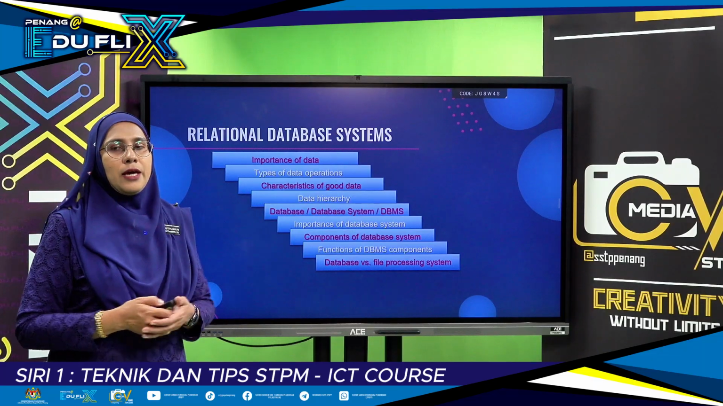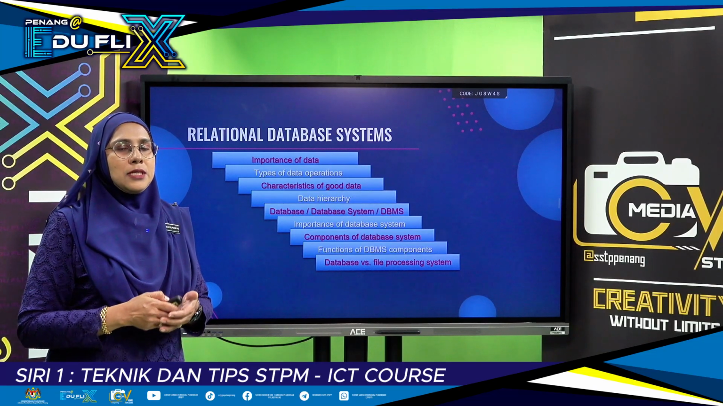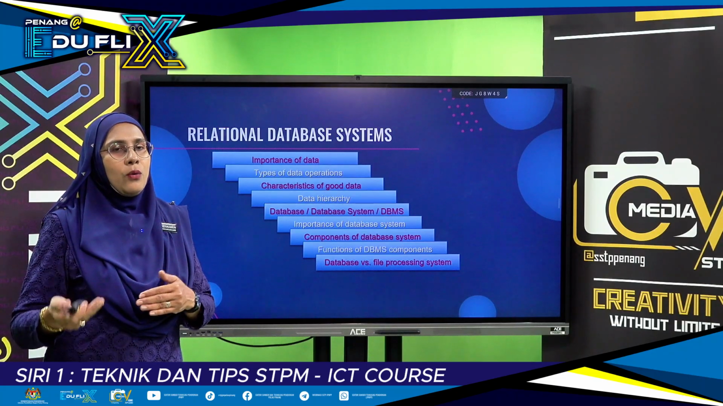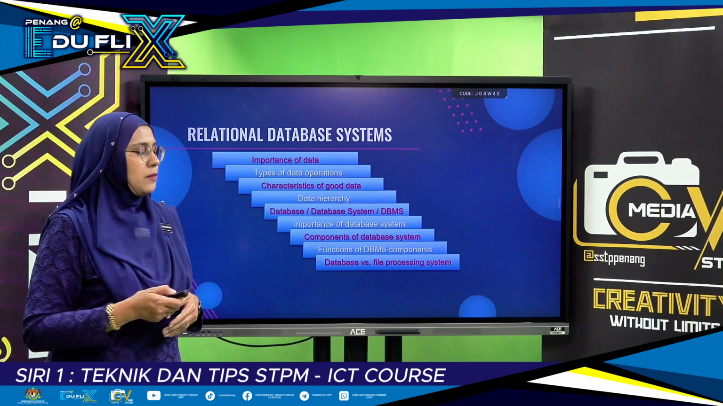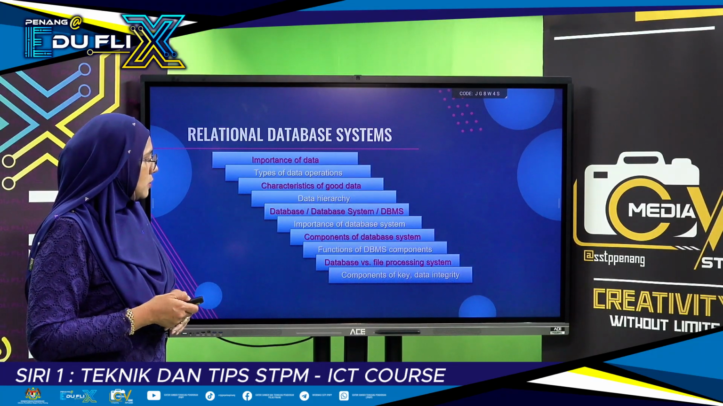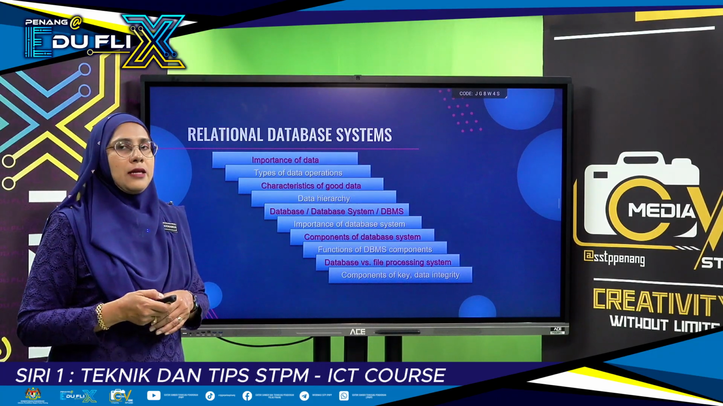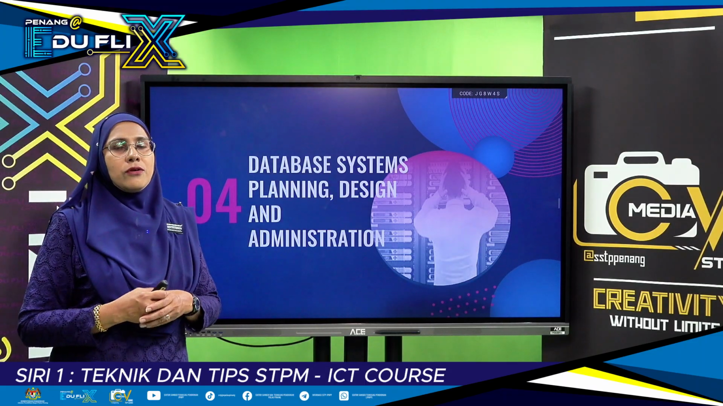Okay, so here again, you have to compare, okay, what is a database system and how it will be if you use a file processing system rather than a database system. So this is a comparison thing. And then next is components of key and data integrity. Okay, that's all for chapter 3.